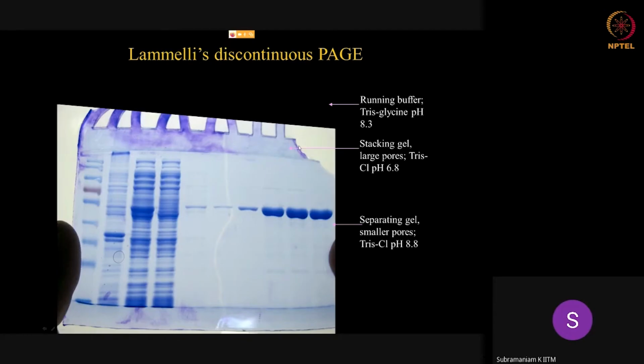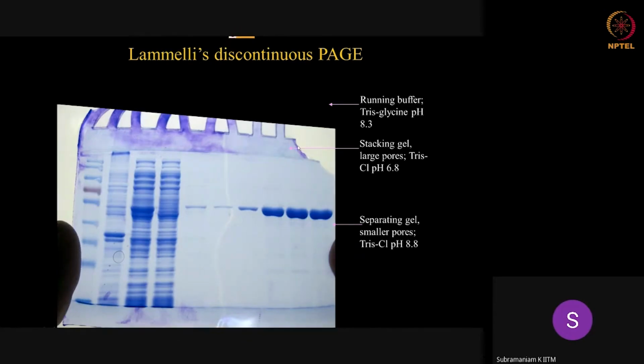Okay, acrylamide here is about 4%. So here the pore size is larger, so the size is definitely not going to matter in this. While the pore size is smaller here, and here size is going to matter. So there is a discontinuity in the gel pore size itself. So that is one thing.